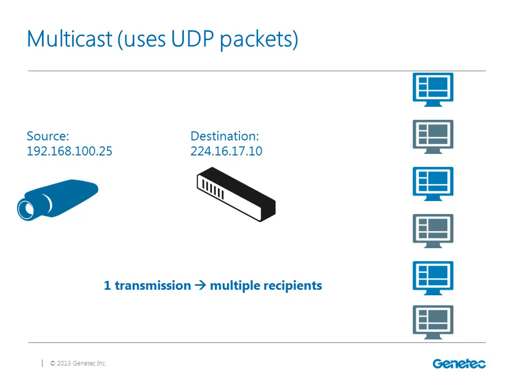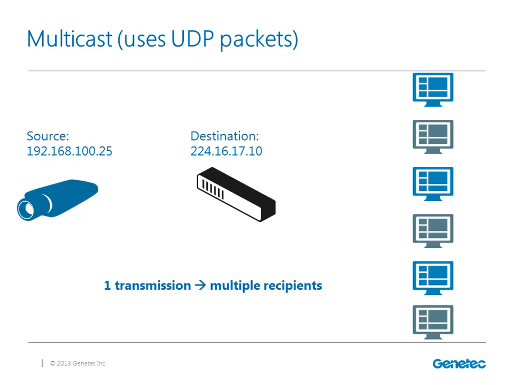Multicast is a type of transmission built using UDP packets. A multicast transmission involves a single transmission, yet multiple recipients. The source could be an IP camera, found at 192.168.100.25. The destination might be 3 specific workstations, yet not all computers on the network.